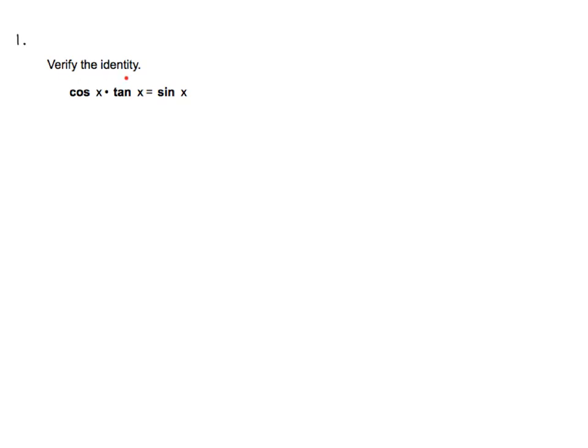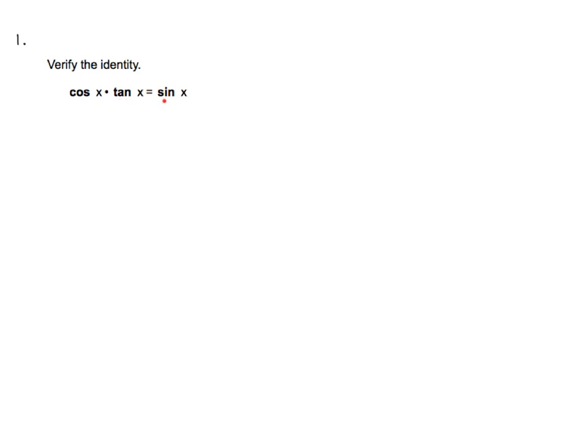To verify an identity, the idea is to take one side and transform it so it looks like the other. So a couple of strategies would be, well, maybe starting with a more complicated side is better because you'll have more to work with. So I see we have cosine times tangent is equal to sine.